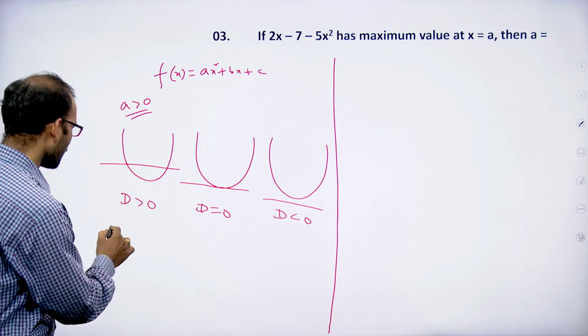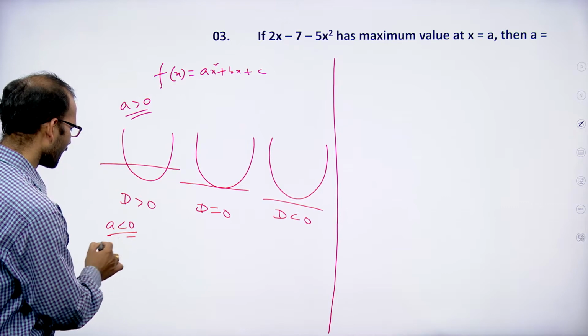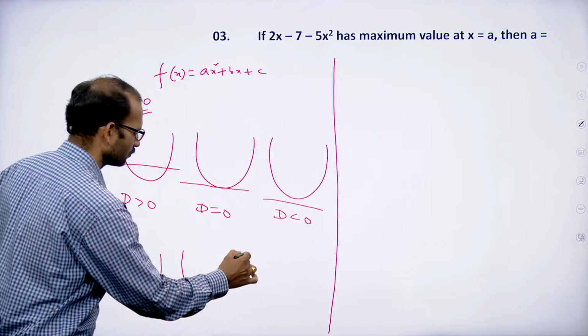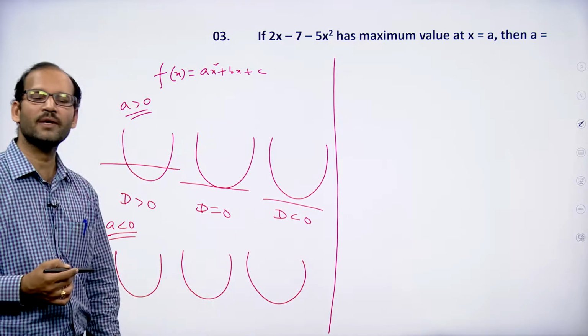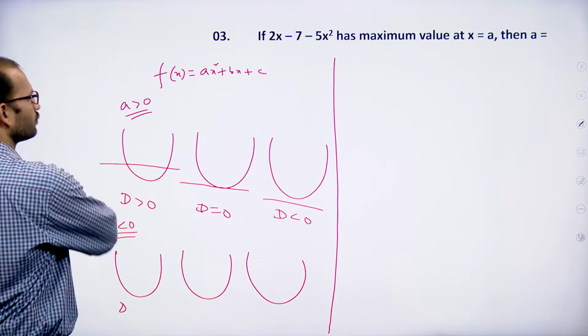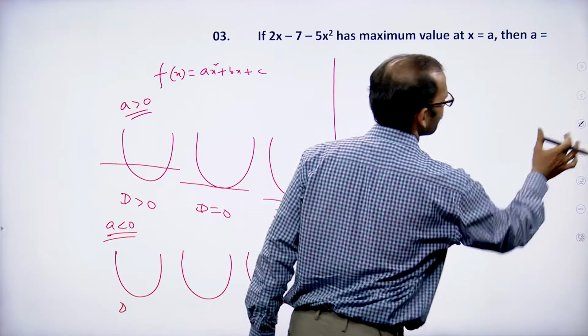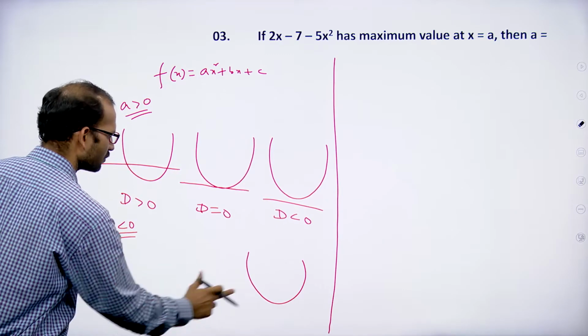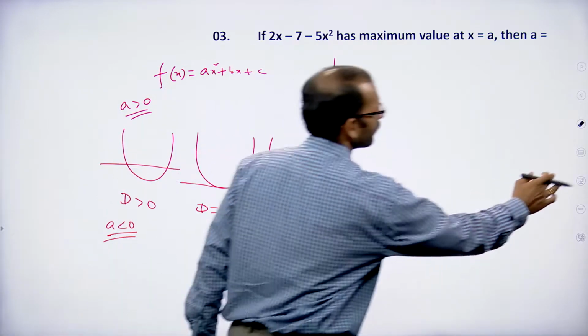Suppose a is less than 0, the second case. Again we have 3 cases. In this case, the graphs will be downwards.